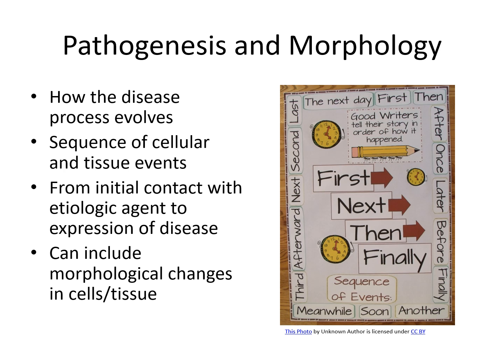Pathogenesis is the sequence of cellular and tissue events that take place from the time of initial contact with an etiologic agent until the ultimate expression of the disease. Pathologists often start with the disease and work backward to the initial contact with the etiologic agent.